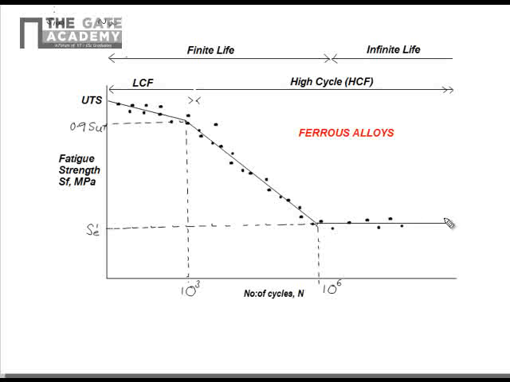And the significance of this knee or this straight line portion is that beyond this knee, that is, if the stress in the component is below this value, Se dash, the material will not fail at all. Whatever be the stress applied, the material is going to withstand an infinite number of cycles. And the strength corresponding to this knee is called the endurance limit, Se dash, or fatigue limit for this material. So this is a very important term, which is nothing but the endurance limit.